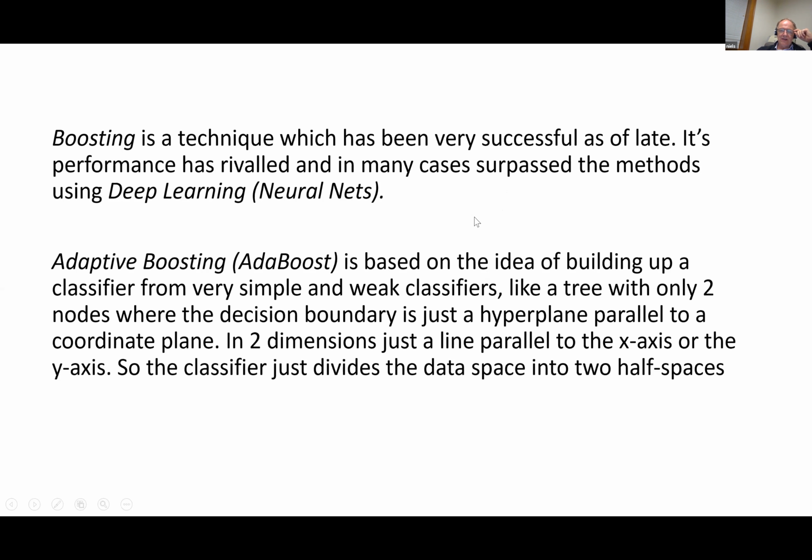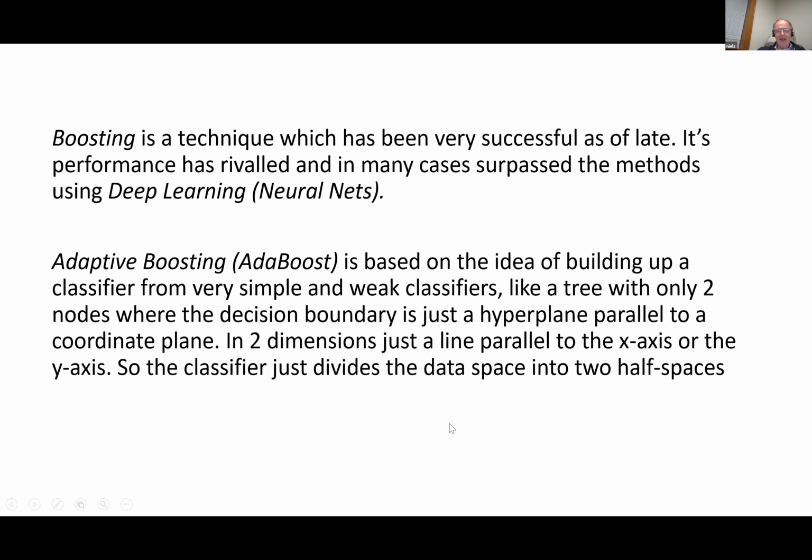So there are two kinds of boosting that we're going to look at here. One is adaptive boosting, also called AdaBoost. I think that's actually trademarked. The idea of this is to build up a classifier from some very simple classifiers. So boosting is basically taking a whole bunch of very simple classifiers and then combining them somehow to get a very strong classifier.